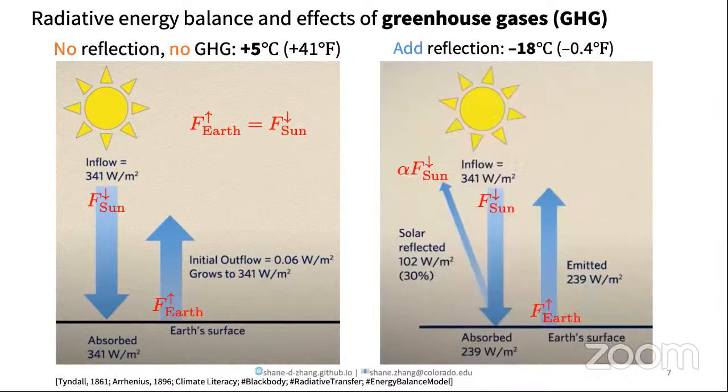In reality, however, only part of the energy will be absorbed and some will be reflected by clouds and ice. If we consider this energy is reflected by a fraction denoted by alpha, then we can write a new energy balance equation: the energy output from the Earth is the same as the input energy from the sun reduced by a factor of alpha. And because the energy output from the Earth is reduced, its temperature must also reduce. Now the temperature of the Earth is only minus 18 degrees centigrade. As a reference, the average surface temperature of the Earth is about 15 degrees centigrade.